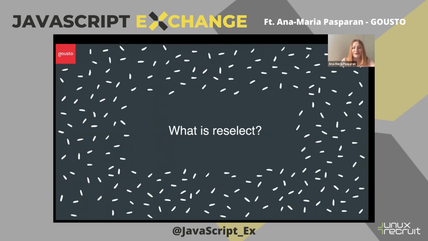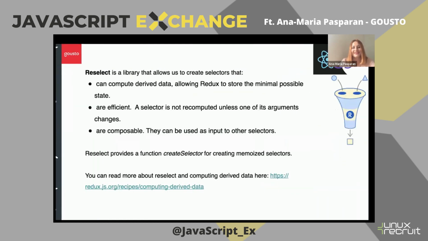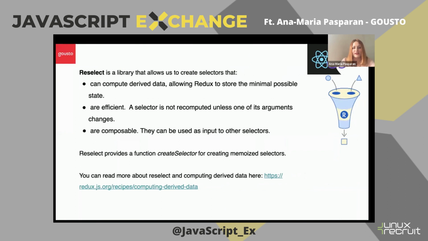But we haven't finished. So let's talk about Reselect, and then let's put them together. So what is Reselect? It's a library that allows us to create selectors that can compute derived data, allowing Redux to store the minimal possible state. They are efficient: a selector is not recomputed unless one of the arguments changes. They are composable: they can be used as inputs to other selectors.